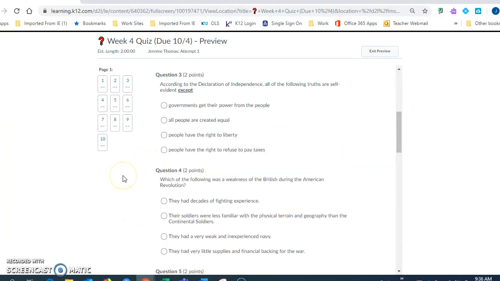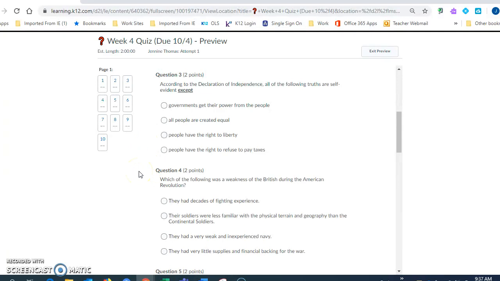Question 3. According to the Declaration of Independence, all of the following truths are self-evident, except governments get their power from the people, all people are created equal, people have the right to liberty, people have the right to refuse to pay taxes.